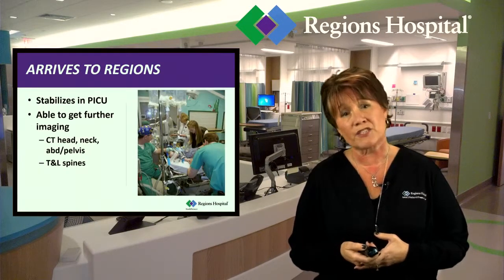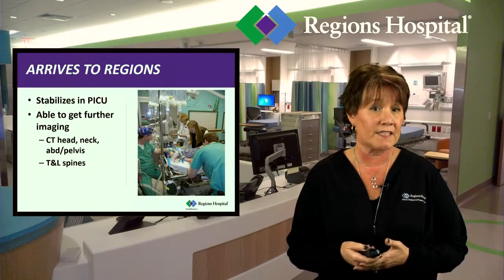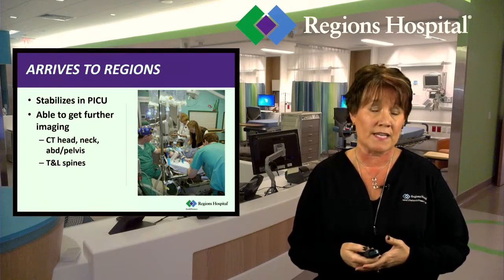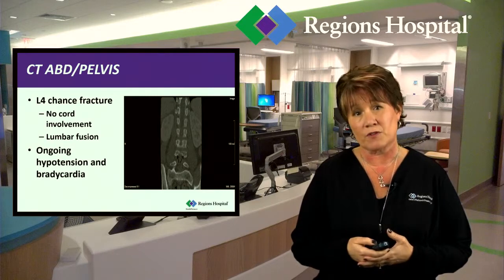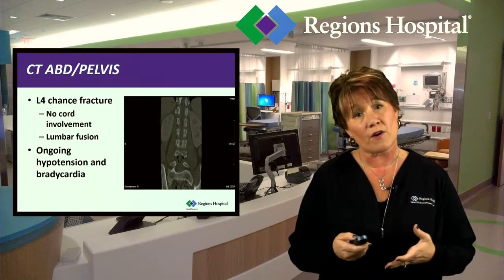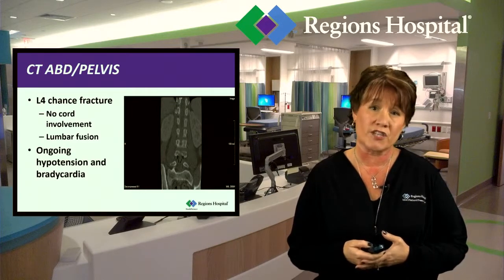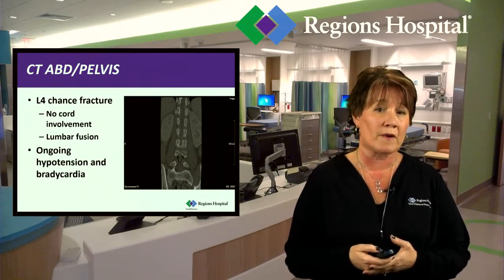We stabilized the patient in the PICU, and then we were able to get further imaging, a CT of the head, neck, and the spines, because we were worried with that seatbelt sign that he could have a lower spine injury. And as you see on the screen, if you look down, he did. Where those arrows are, that shows an unstable L4 fracture. We call that a Chance fracture. He had no cord involvement, and it did require a lumbar fusion.